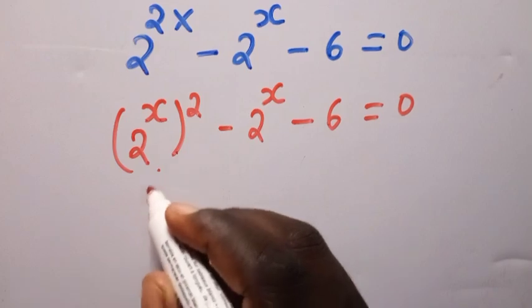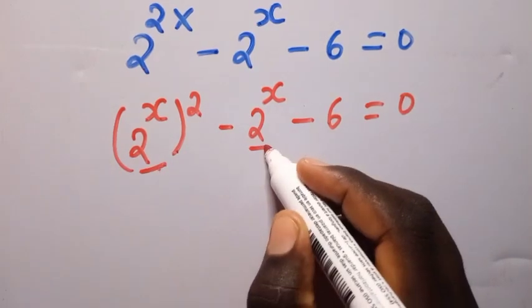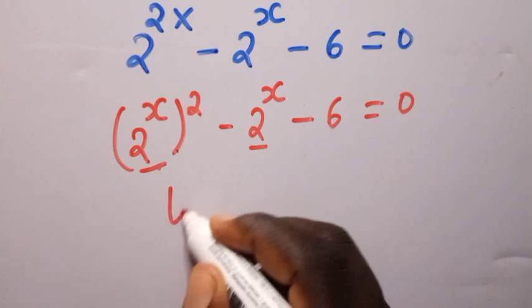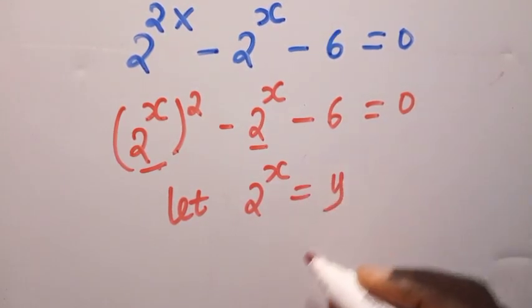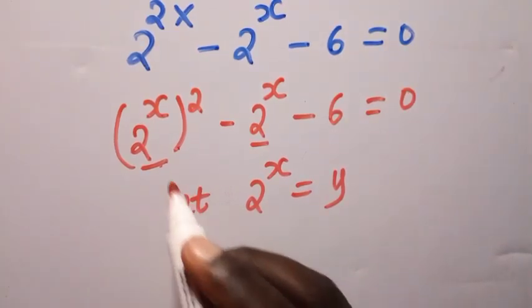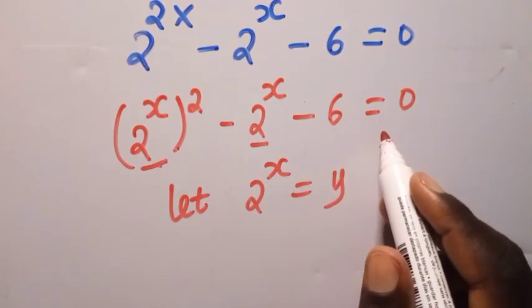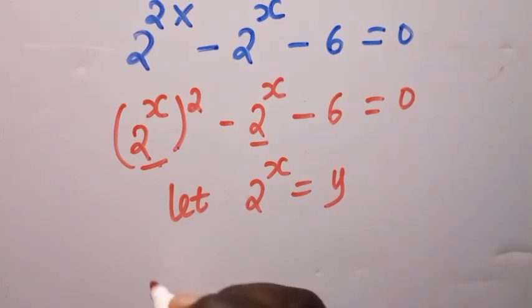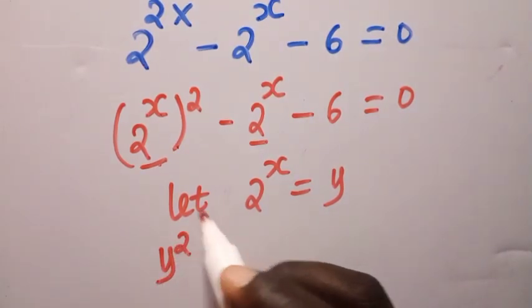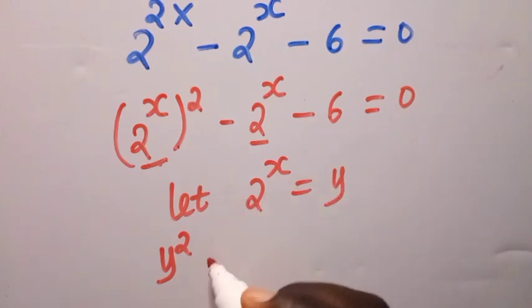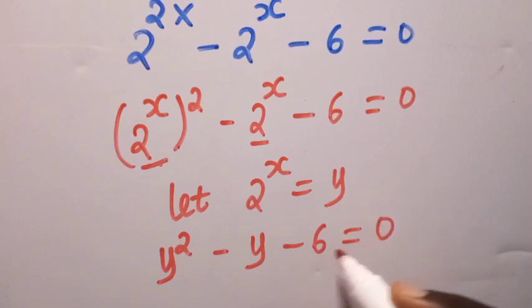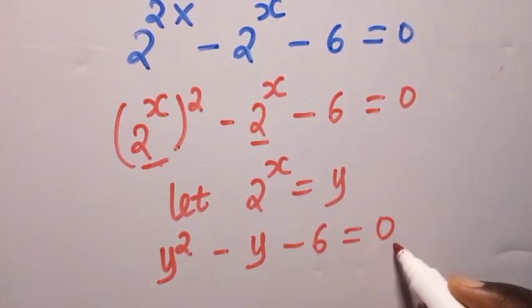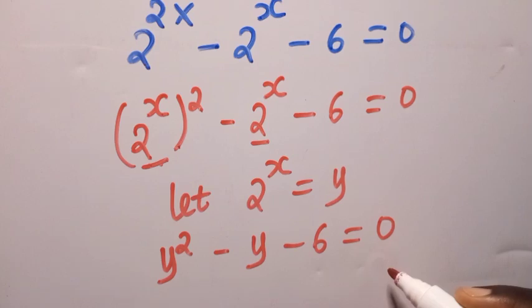Now, since this one and this one is the same, we can say let 2 raised to x be, let's say, y. And therefore, if I rewrite this equation in the form of y, then we shall have y squared, because instead of this we shall have y, then minus y minus 6 equals 0. Now, this is a quadratic equation, and we can solve it using the factorization method.